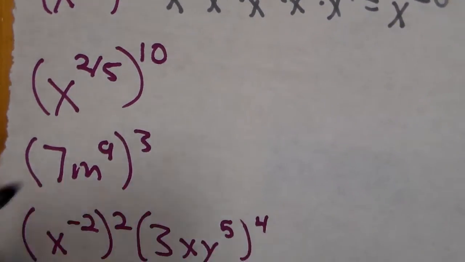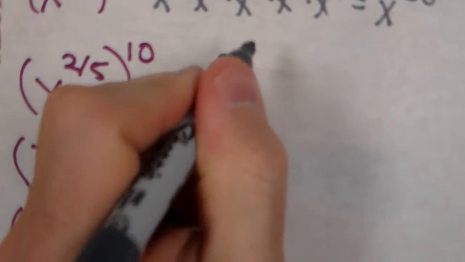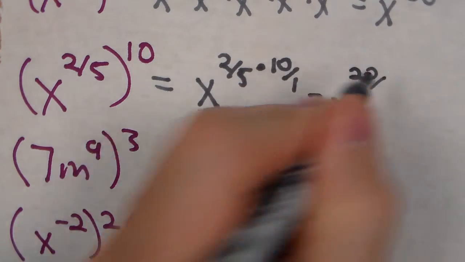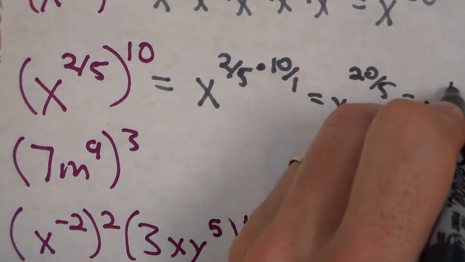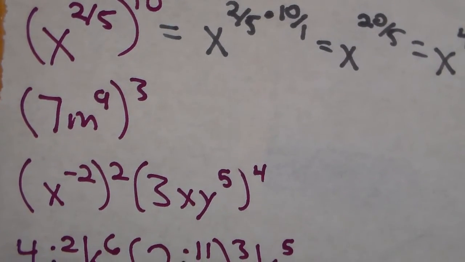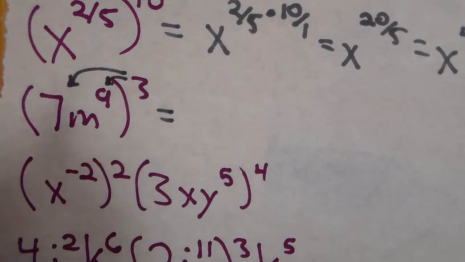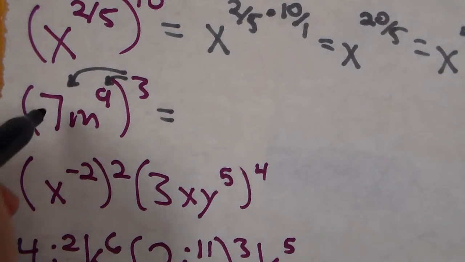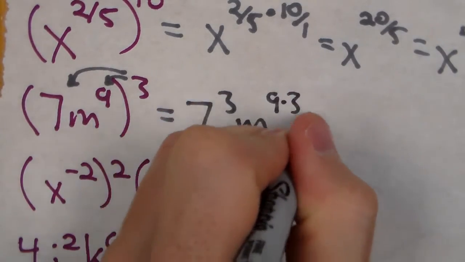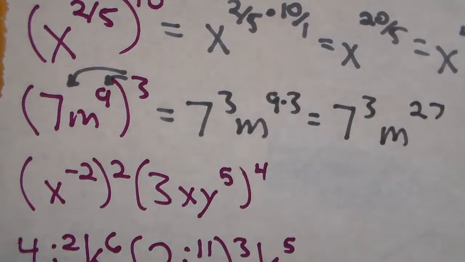Now we'll talk about fractional exponents a little bit later, but right now we could at least multiply x to the 2/5 to the 10th. We'd multiply. That gives us x to the 20 over 5, which is x to the fourth. 7m to the ninth, 7m to the ninth to the third. Apply the 3 to the 7, apply it to the m to the ninth. Don't forget to apply it to the 7. That's a common mistake. So we get 7 to the third, m to the 9 times 3 becomes 7 to the third, m to the 27th.